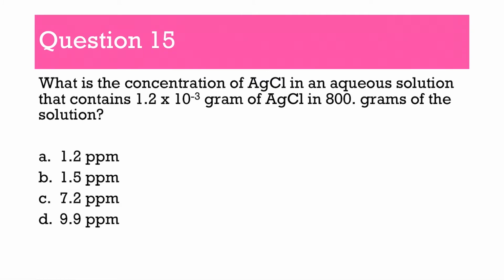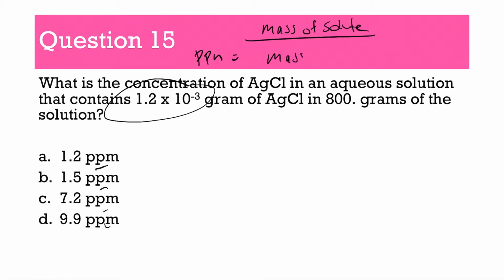Number 15 says, what is the concentration of AgCl in an aqueous solution that contains 1.2 times 10 to the negative 3 grams of NaCl in 800 grams of solution? So when you have these little numbers, and we know from the answer choices, we're going to use ppm. ppm is another equation on the back of your reference table. It is the mass of your solute, so again, what's being dissolved, over the mass of your solution. You can call this your part, and this is your whole, times 10 to the 6, which is the same as 1 million.